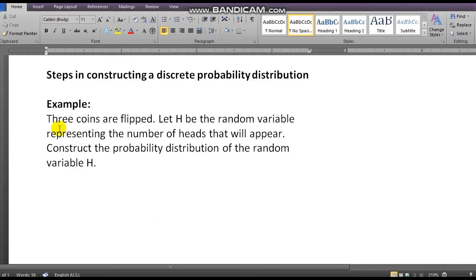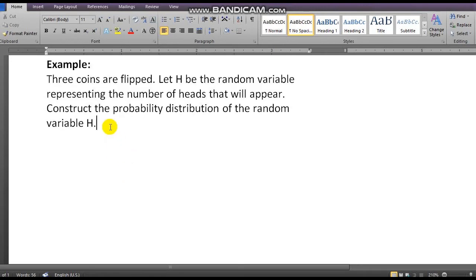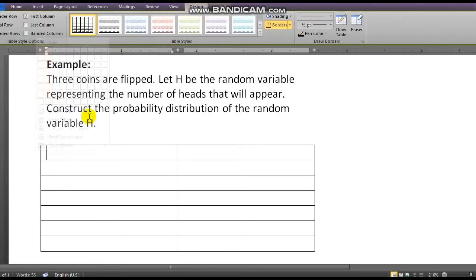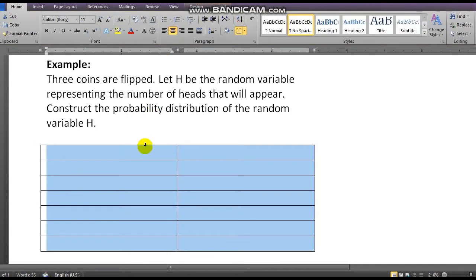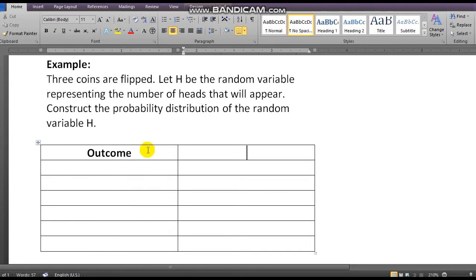In our example here, we have 3 coins. 3 coins are flipped. Let h be the random variable representing the number of heads that will appear. Construct the probability distribution of the random variable h. Let's start first by listing down the sample space of the experiment by writing it down on a table. So here's our table. Let's write here the outcomes, or the sample space. And let's list on the right side the number of heads that will appear, because that is our random variable, h, the number of heads that will appear.